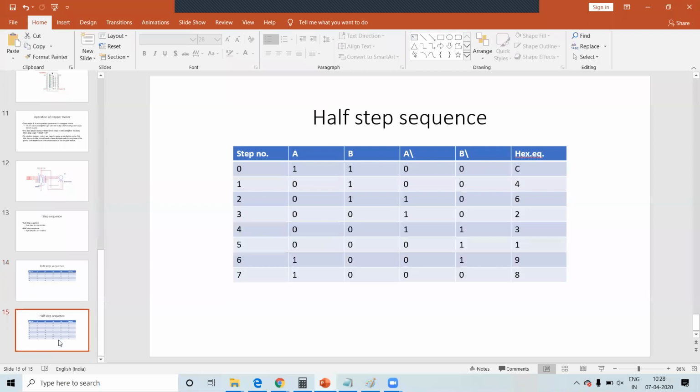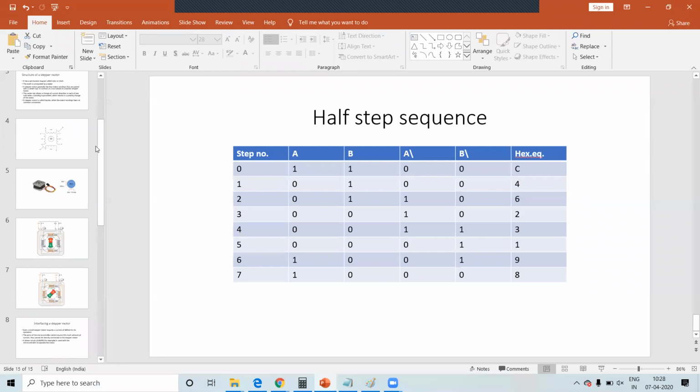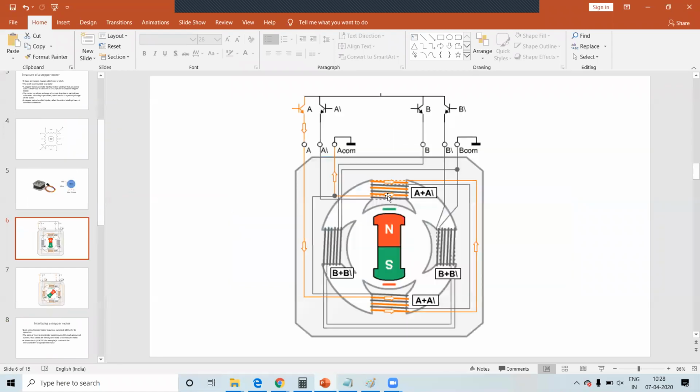Now when it is a half step sequence, as I said, it requires 8 steps to complete the rotation. So instead of moving from this point to this point, it moves half the way. So only from this to 45 degrees, then in the next point, this to this, again 45 degrees, and it continues. For that purpose, any one of the bits of A bar, B bar will be equal to 1, so that we get half energy. So it moves to this position.